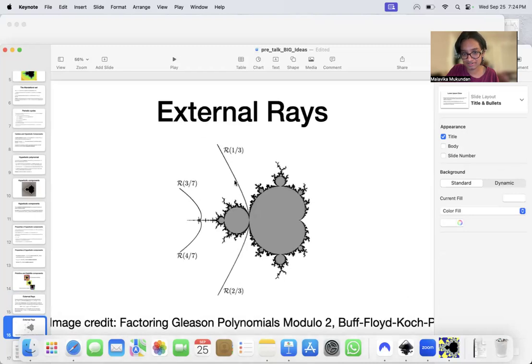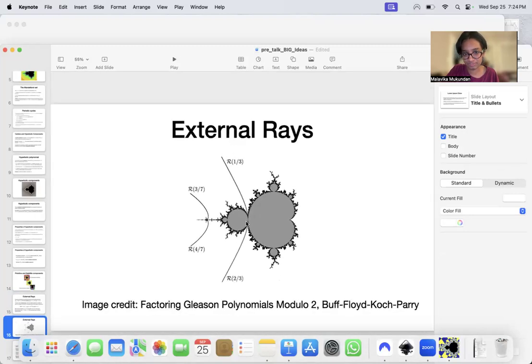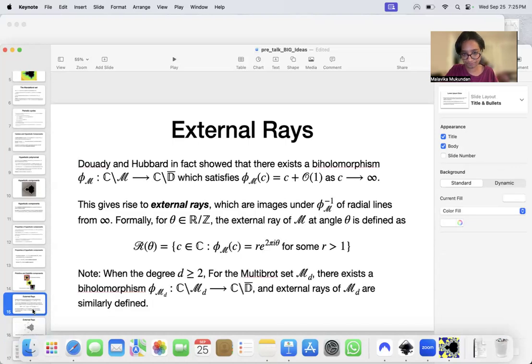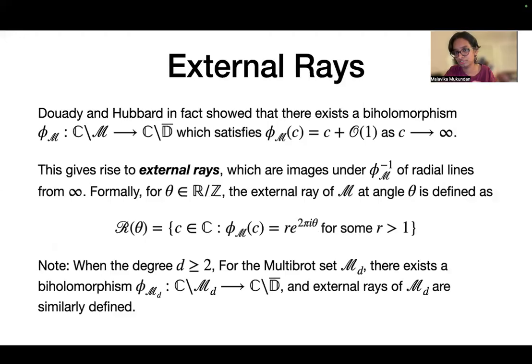So here are some external rays that I've indicated here. This is a ray at angle 1/3, a ray at angle 2/3, 3/7, 4/7, and so on. There is a ray at angle 0 that lands right here. And I only care about ray angles modulo 2 pi, so I can look at them as elements of R mod Z and so on. Again, if you look at the multibrot set, that is the Mandelbrot set for z to the d plus c, you can make a generalization of hyperbolic components, external rays, and everything that we have stated here.